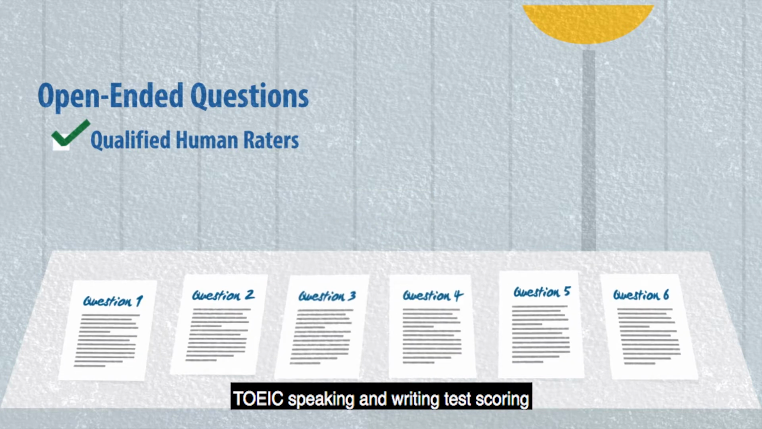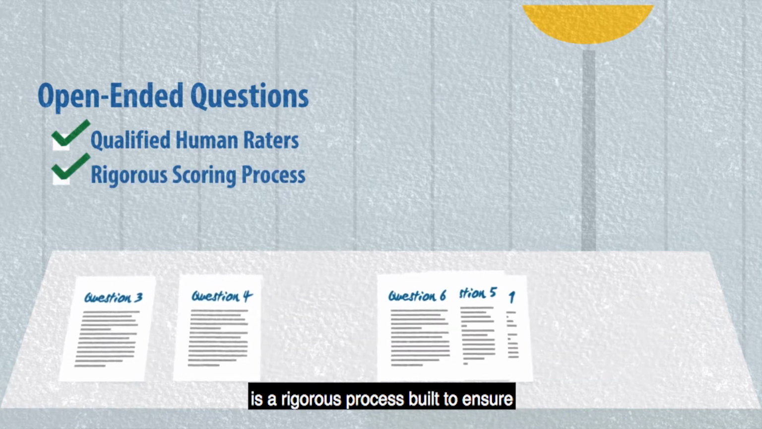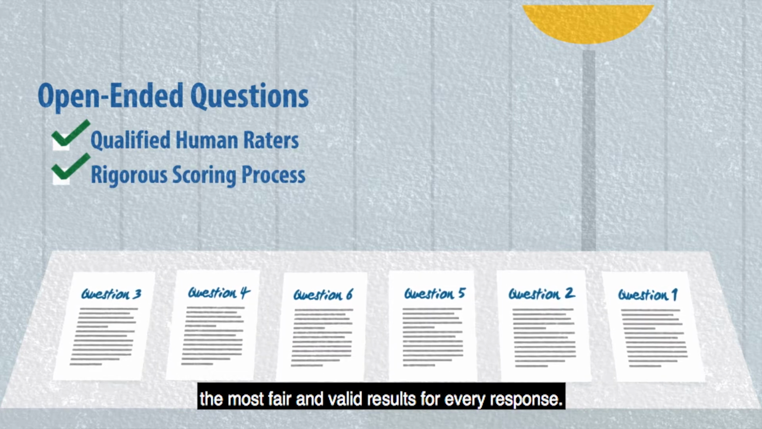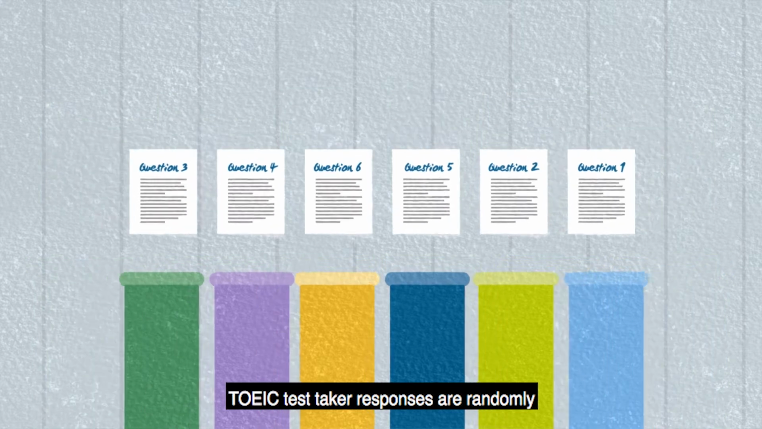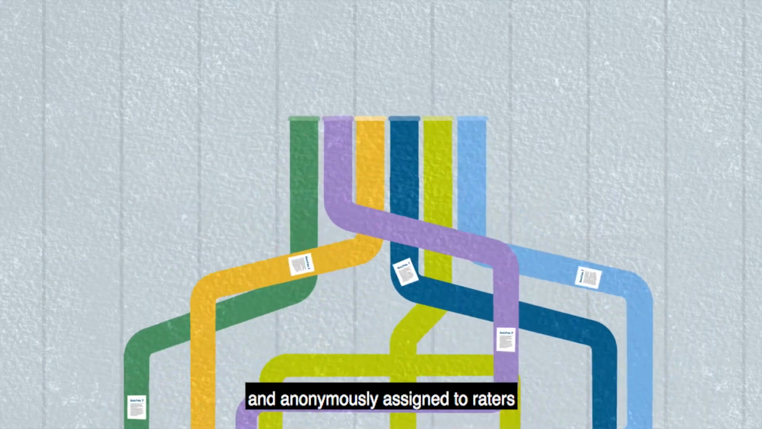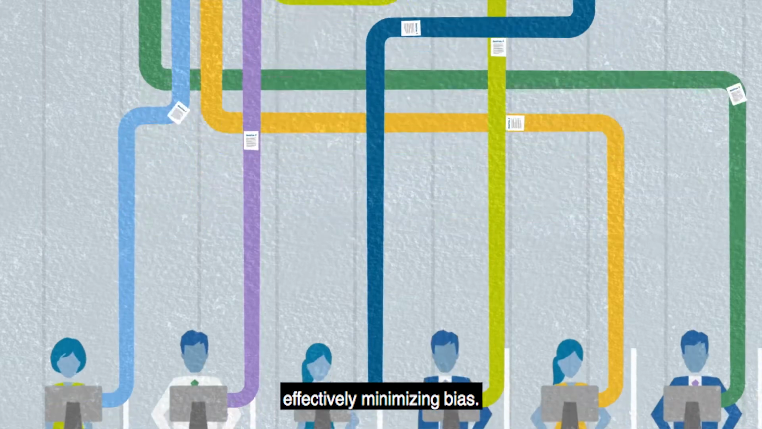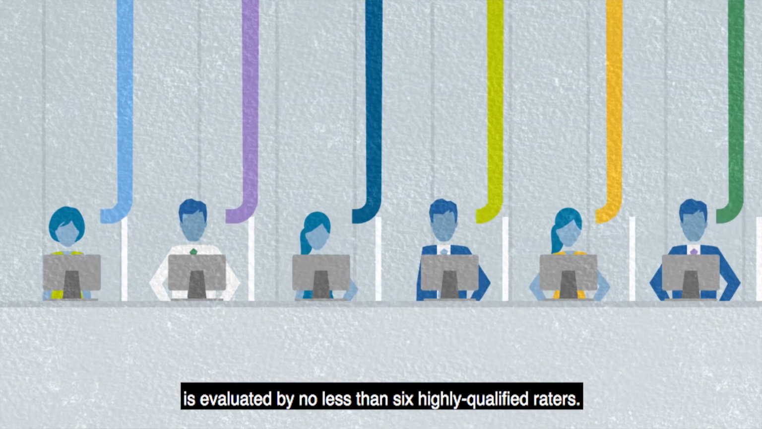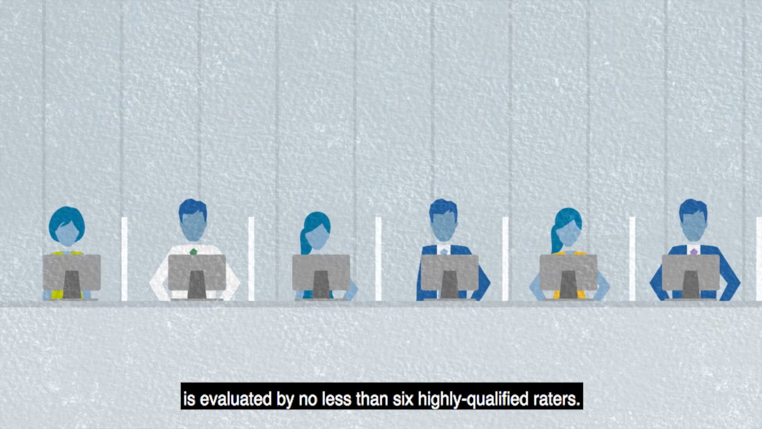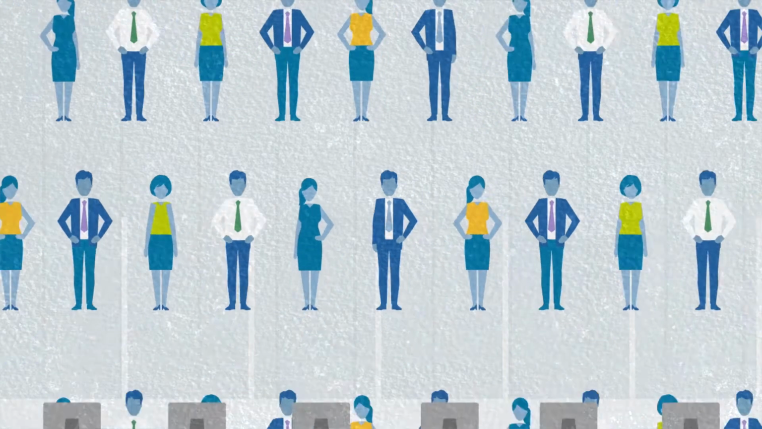TOEIC speaking and writing test scoring is a rigorous process built to ensure the most fair and valid results for every response. Unlike an interview test, for example, where evaluators may exhibit unfair biases, TOEIC test taker responses are randomly and anonymously assigned to raters, effectively minimizing bias. Each TOEIC speaking and writing test is evaluated by no less than 6 highly qualified raters.